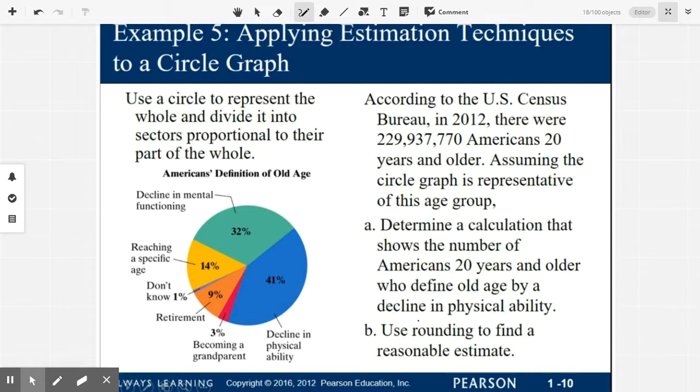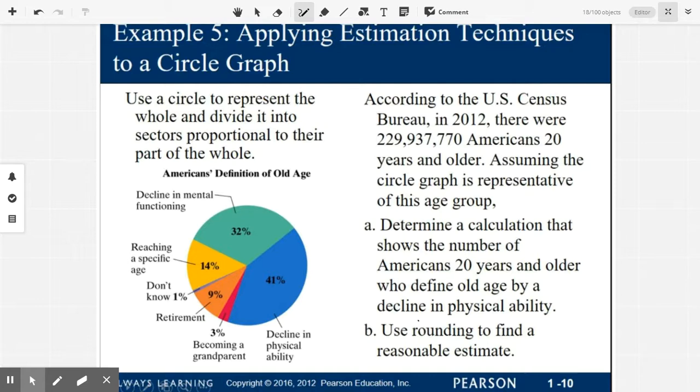So what we have here is, well, let's read over here. According to the U.S. Census Bureau, in 2012, there were 229,937,770 Americans 20 years and older. Assuming the circle graph is representative of this age group, we want to determine a calculation that shows the number of Americans 20 years and older who define old age by a decline in physical ability, and we want to use rounding to find a reasonable estimate.